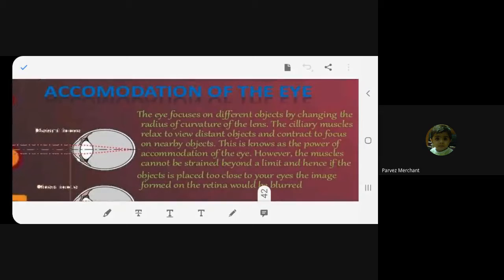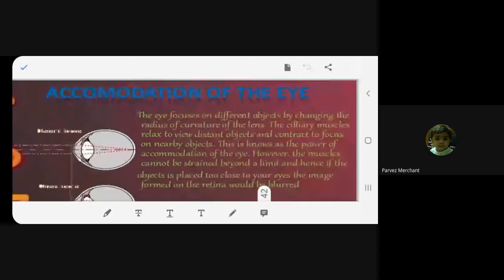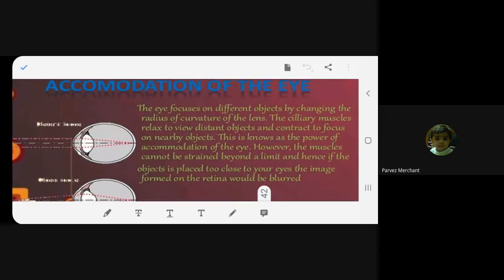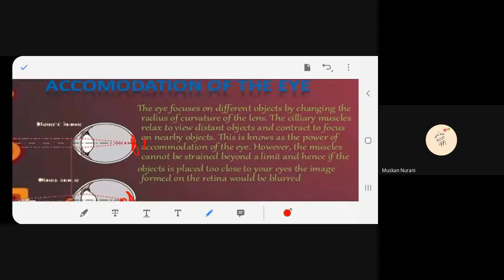Now we'll do the accommodation of the eye. What exactly is the accommodation of the eye? Sometimes the focus is behind or in front. So how do we accommodate? By using spectacles so that the image is formed on the retina. You understand? Yes, ma'am. So that is called the accommodation of the eye.